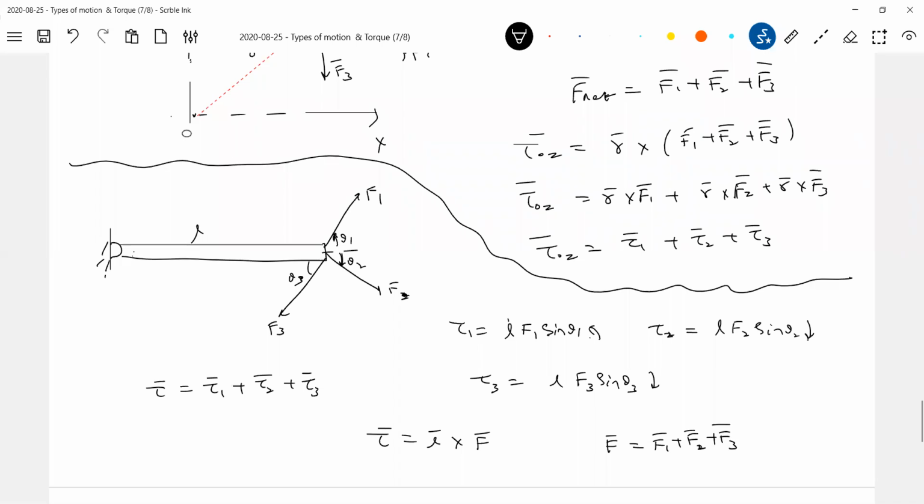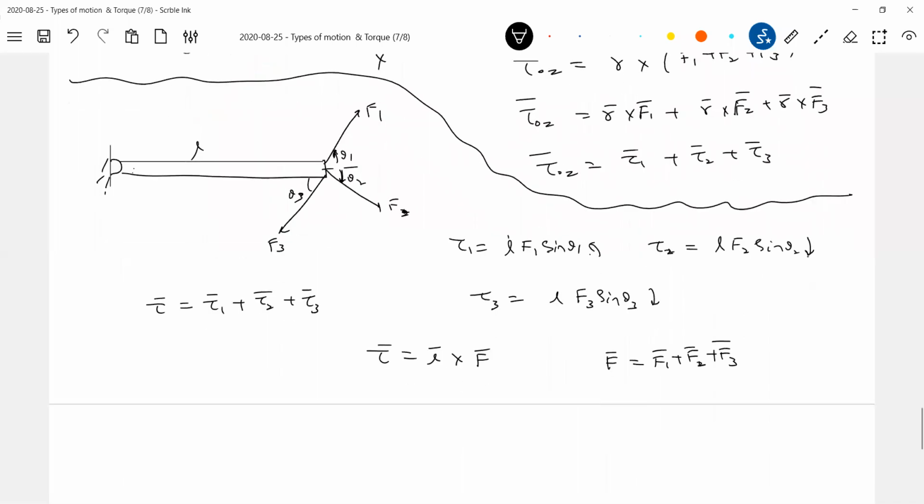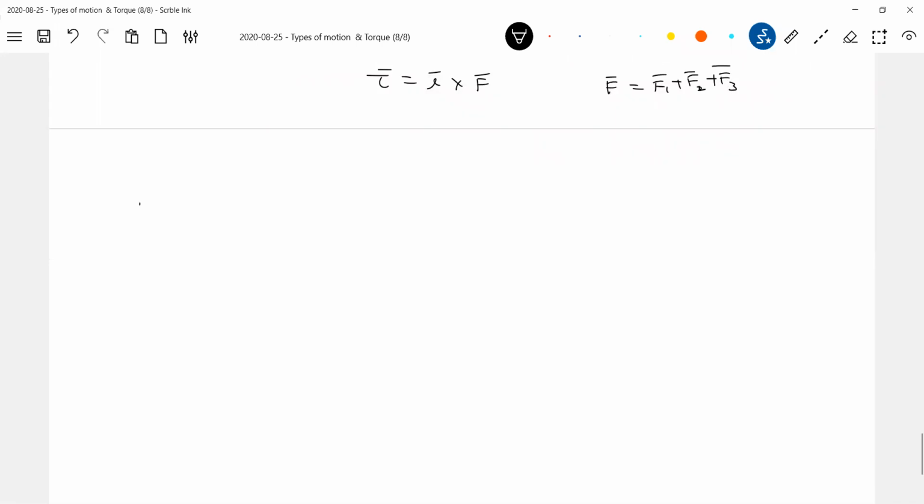When is this situation applicable? When the point of application of all forces is at a common point. If the different forces act at different points, can we still use this formula for the resultant torque? So here, I'll bring a new situation. You see now.